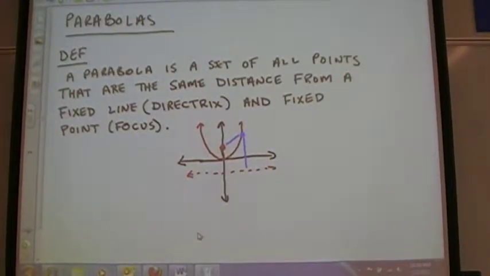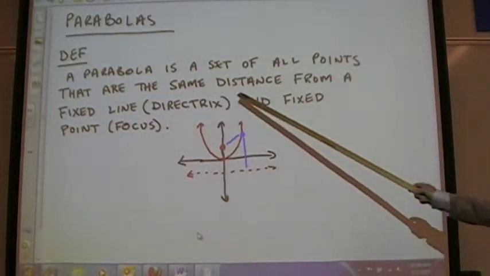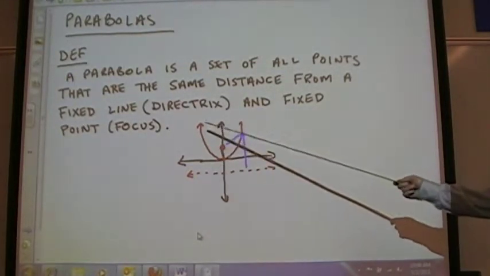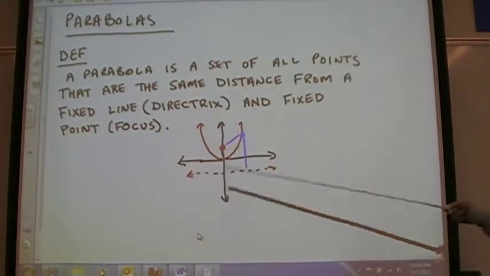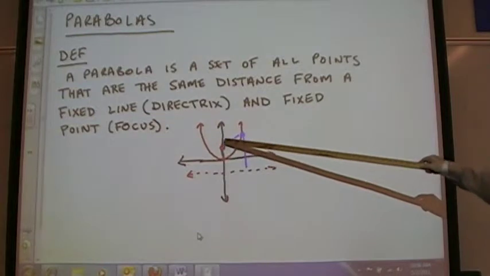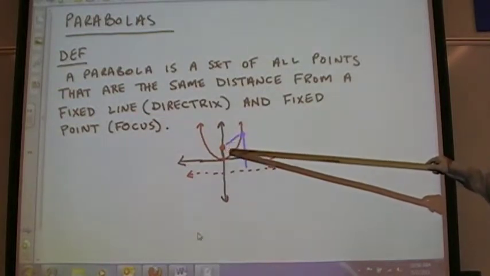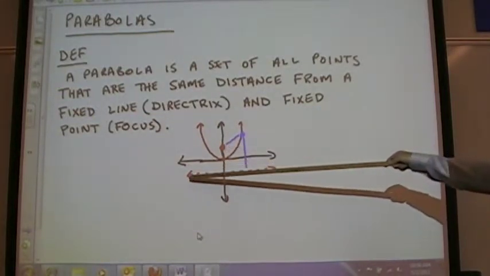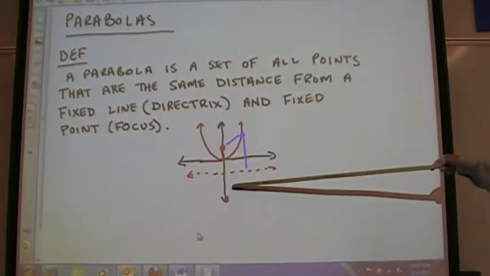All right, parabolas. Definition you're writing down right now. A parabola is a set of all points that is the same distance from a fixed line, which is called the directrix, and a fixed point, which is called the focus. So up here in this diagram, the parabola can either open up, down, or left, right. This one's opening up. Your focus is always inside the parabola. The directrix, in this case, is outside, or it's always outside.